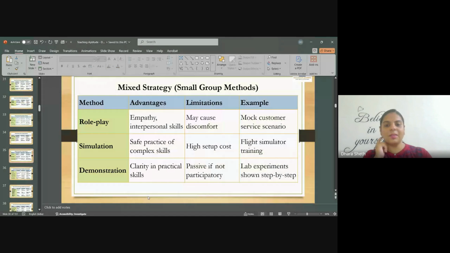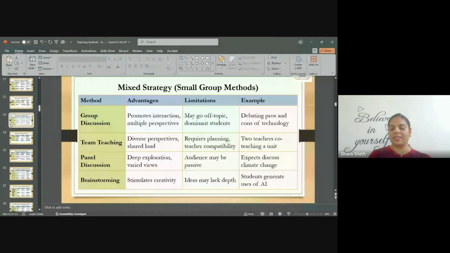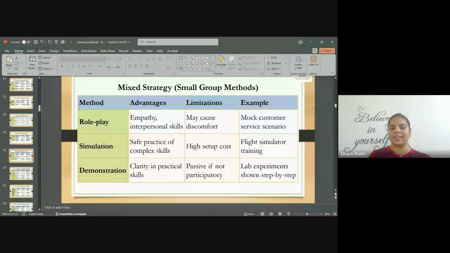3 more ways: mixed strategy, small group methods. There are actually a total of 10. Group discussion, team teaching, panel discussion, brainstorming, project work, tutorials, case study, role play, simulation, and demonstration. So role play is where empathy and interpersonal skills are used. You ask students to prepare a skit on something.